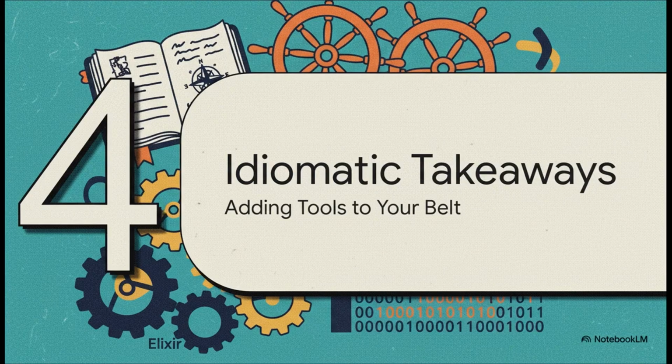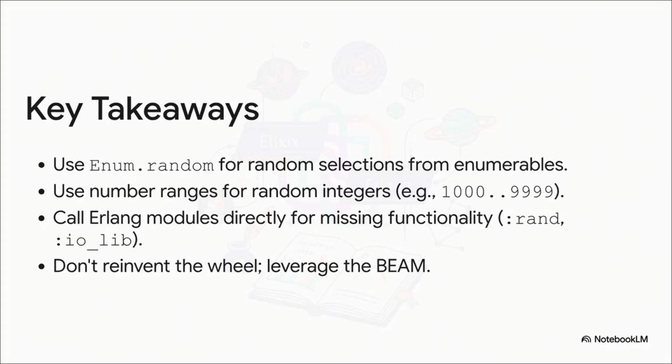Let's wrap up by summarizing the essential takeaways from this exercise, the new tools you've just added to your Elixir belt. The guiding principles are straightforward. Use Elixir's expressive built-in functions like Enum.random whenever you can. Take advantage of how beautifully it handles ranges and other enumerables. And never, ever be afraid to tap into Erlang's huge, battle-tested standard library for more specialized jobs. It's all about leveraging the full power of the BEAM.